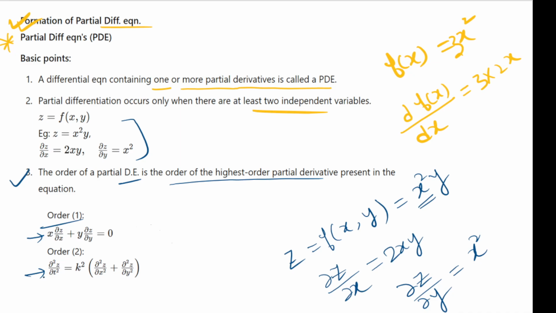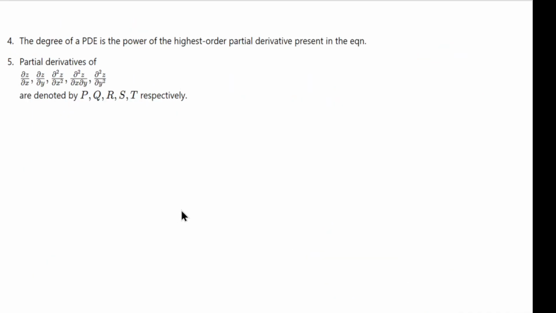The order of this partial differential equation is also 2. Now see that the degree of a partial differential equation is the power of the highest order partial derivative. They are very important. I think there are some mistakes, don't look at them.